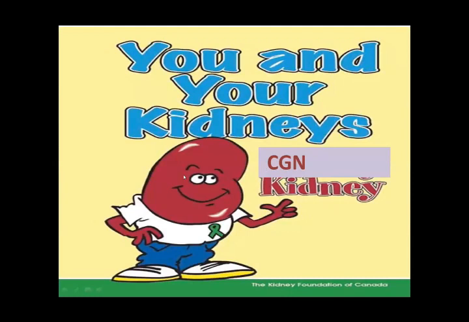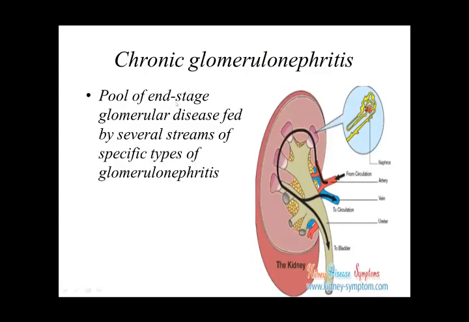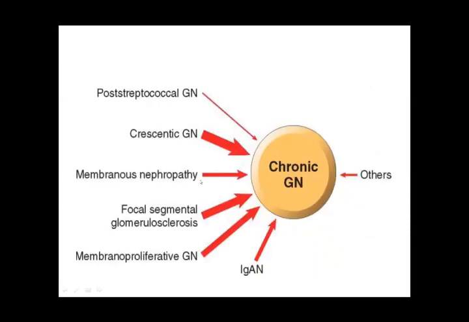We must take care of our kidneys. There is a pool of end stage glomerular diseases fed by several streams of specific types of glomerulonephritis. They all result in chronic glomerulonephritis, like post-streptococcal and crescentic glomerulonephritis. See the big arrow: it causes chronic glomerulonephritis.